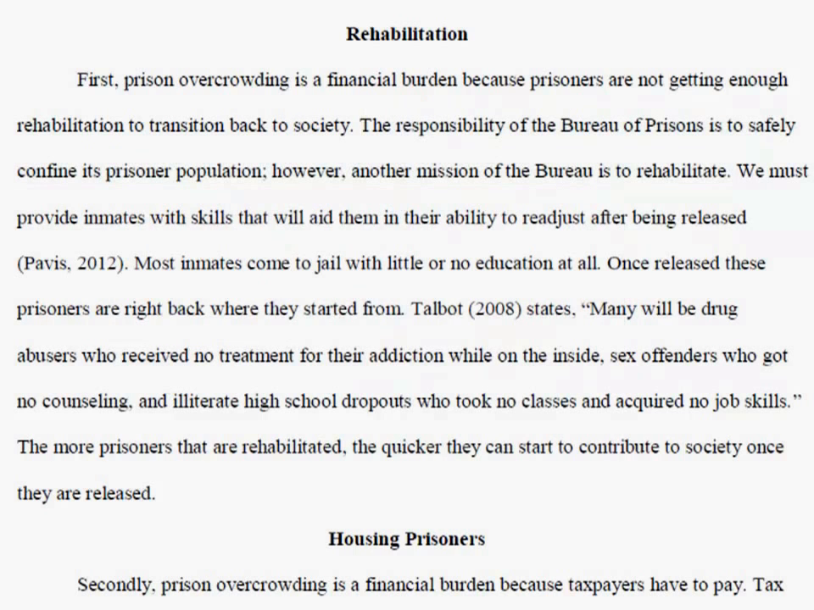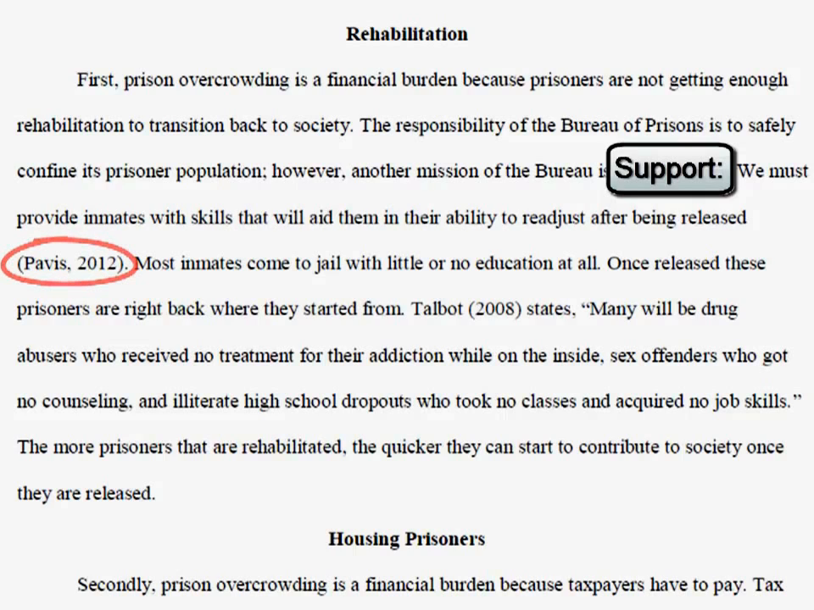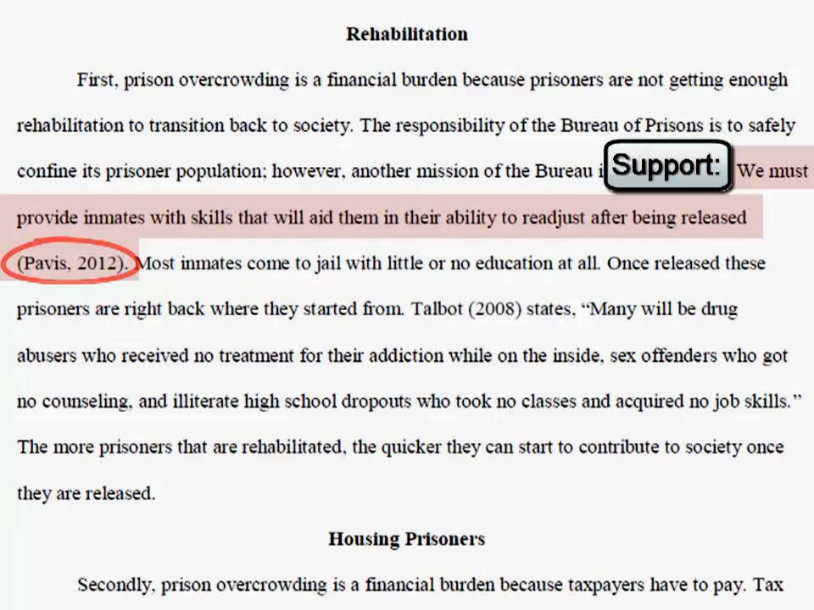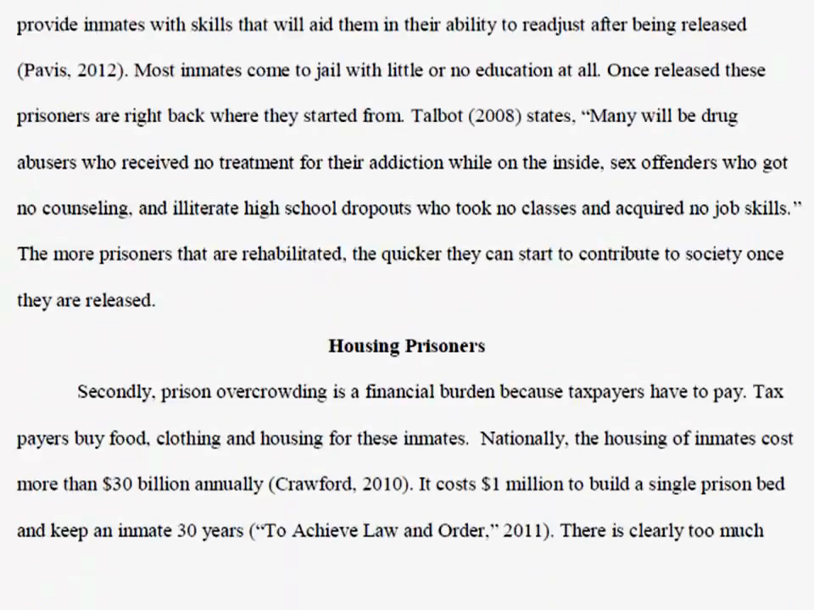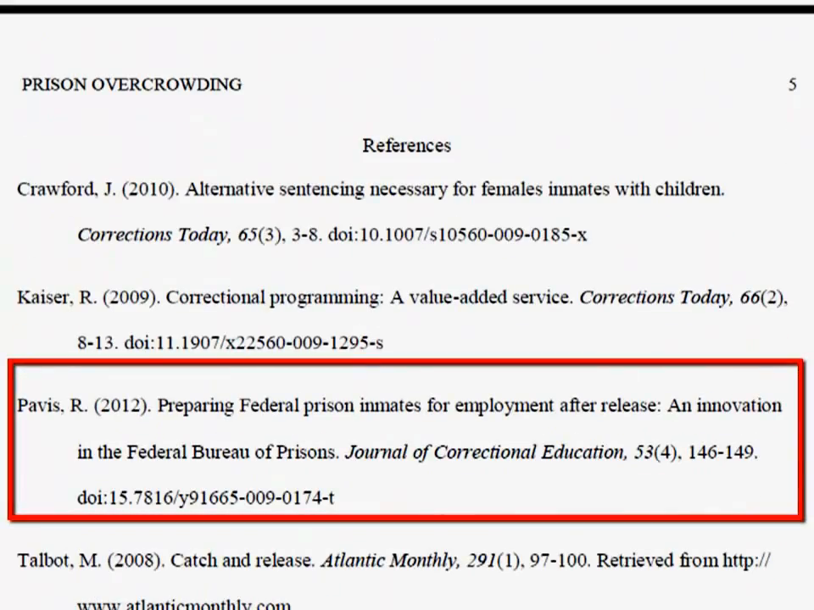But then Jane does something smart. She chooses one of the experts who know about the dual role of the Bureau of Prisons to add the voice of authority to her paragraph. She summarizes the opinion of an expert named Thesis in her first support sentence. "We must provide inmates with skills that will aid them in their ability to readjust after being released." Thesis, 2012. When we check on the reference page citation, we see that Thesis was writing for an academic journal.